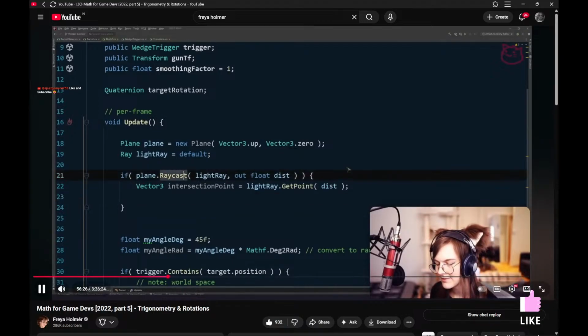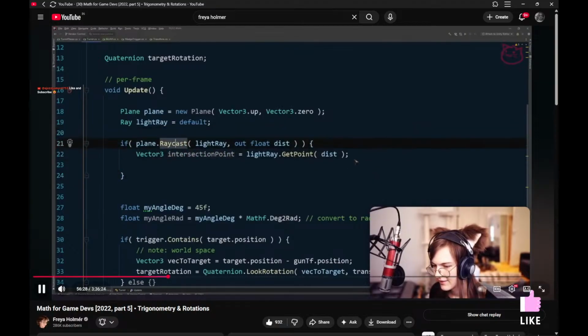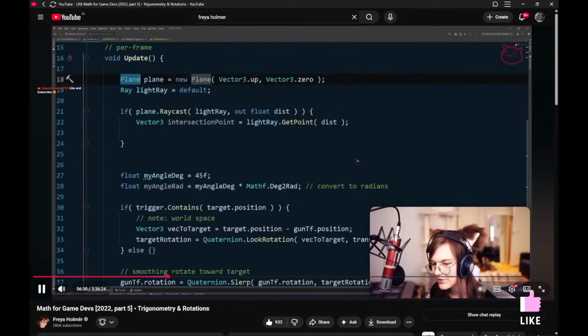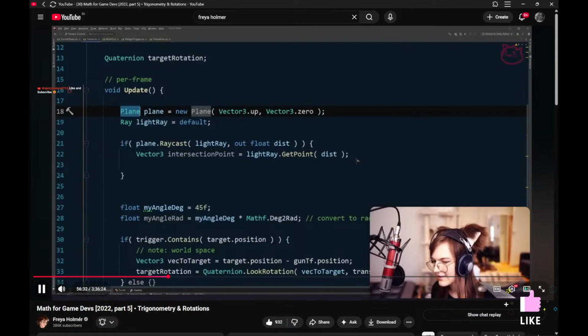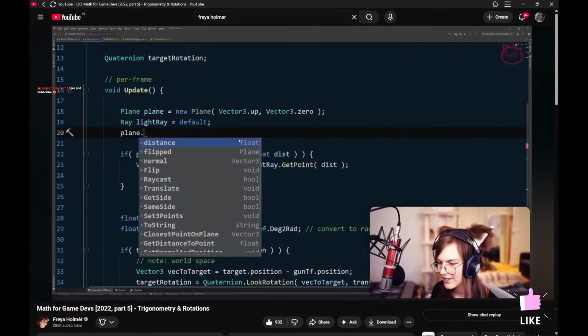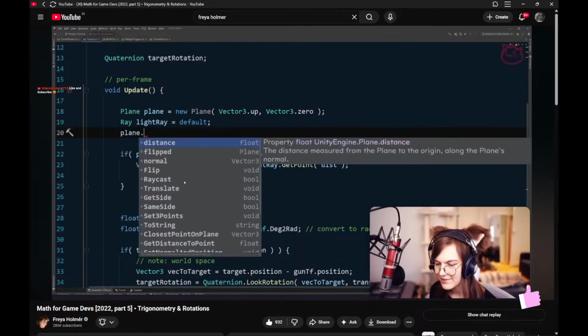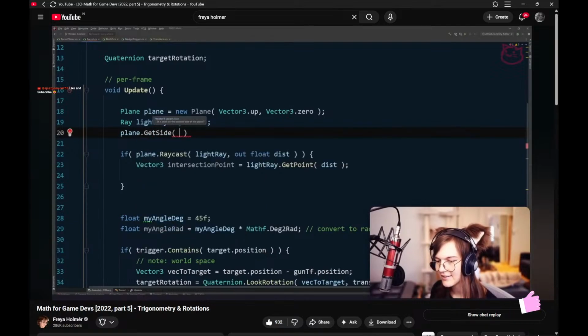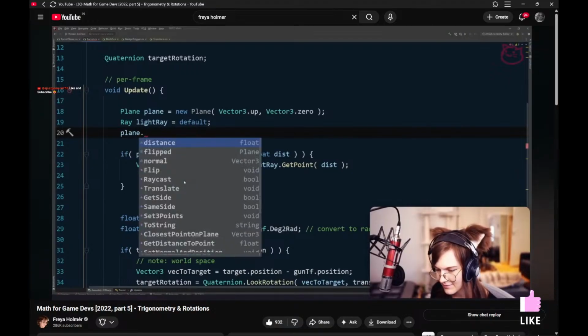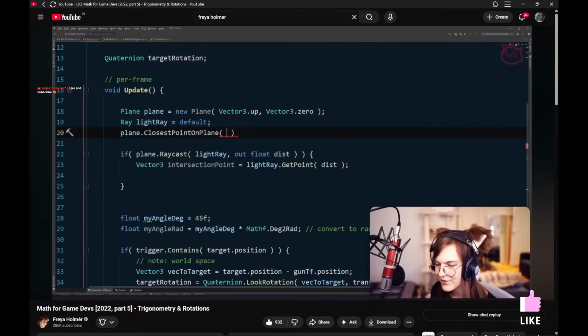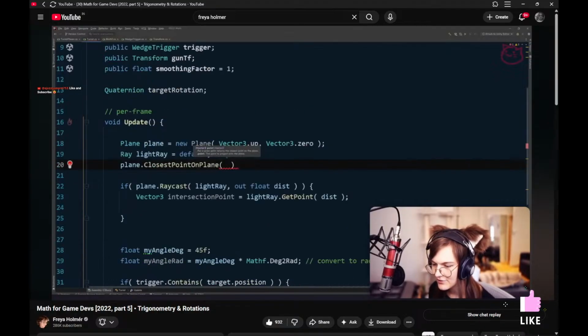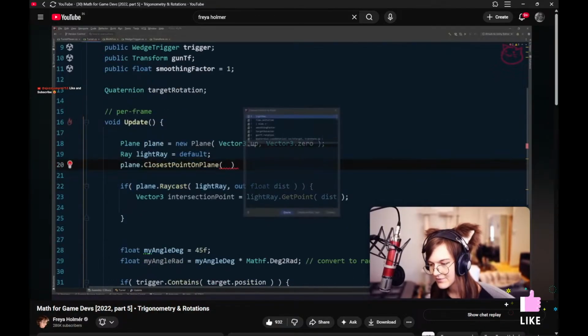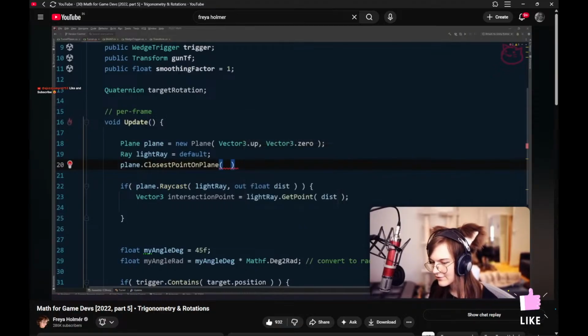By the way, the plane struct is super useful. You can project things to the plane and check which side something is on, so there's a get side of a certain point. There's also closest point on plane, which is the same thing as projecting, so you can get the closest point on the plane from some other points. It has a lot of useful built-in functions.